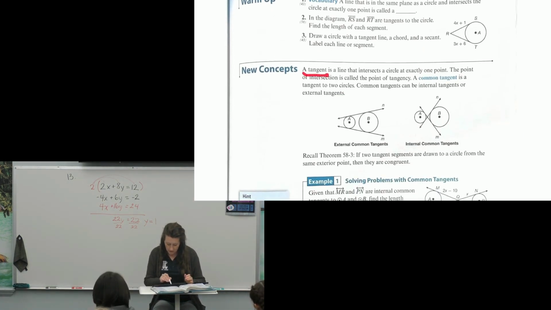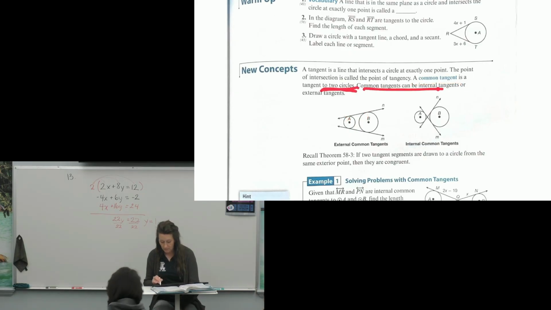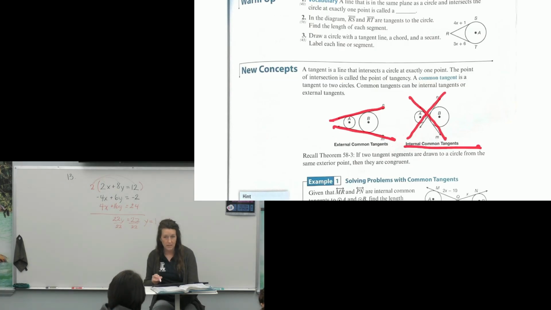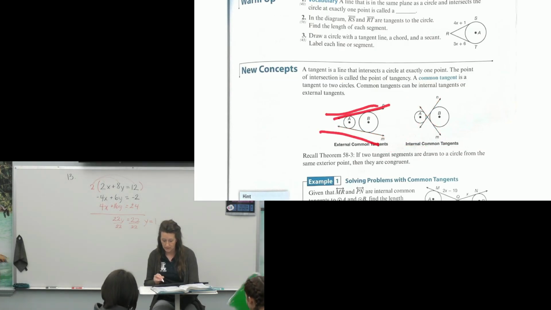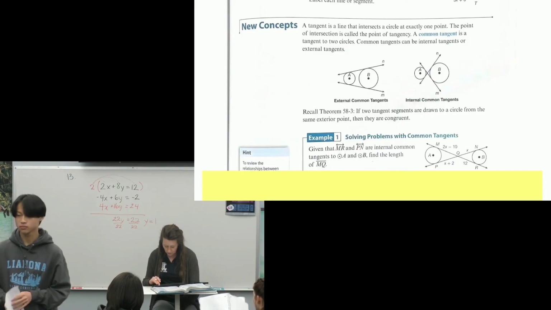So let's see. A tangent is a line that intersects a circle at exactly one point. The point of intersection is called the point of tangency. A common tangent is a tangent to two circles. Common tangents can be internal tangents or external. So these can be common tangents, or these can be. They are internal common tangents or external. External means outside, internal means inside. Good? Not too bad. Nothing totally mind-blowing yet.